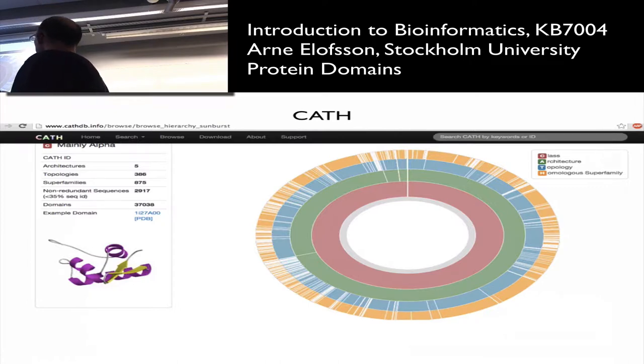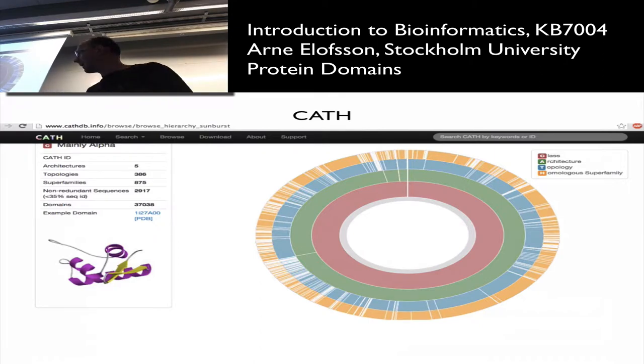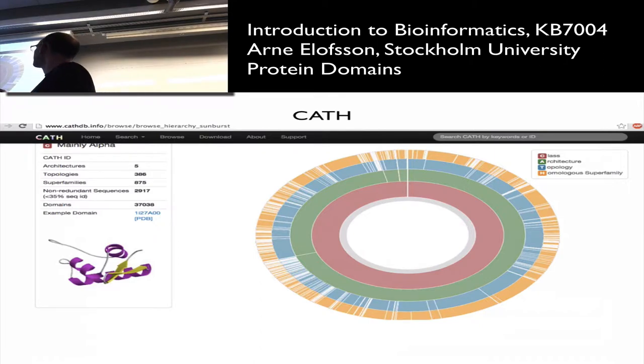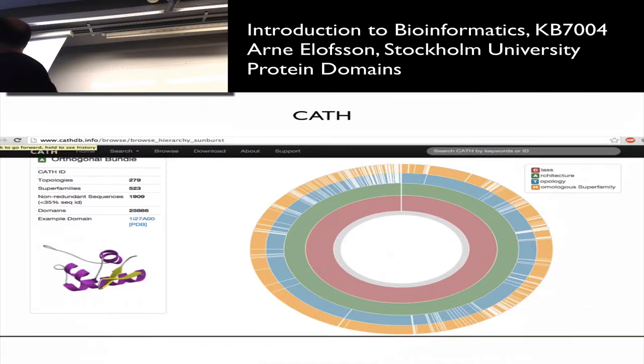Then the class is always the same, but you see the topologies. I think you have two classes, one called globular bundle, and one called sheet, something like that. You can go on, so here they have orthogonal bundle. Orthogonal bundles is now the green one here, and that is divided into a number of different folds or topologies.